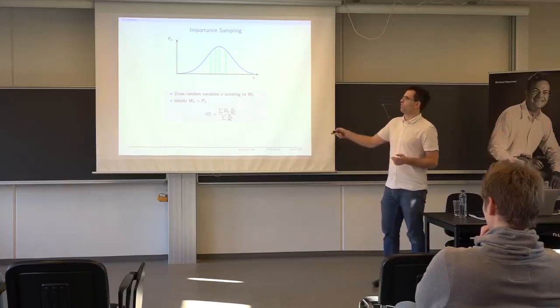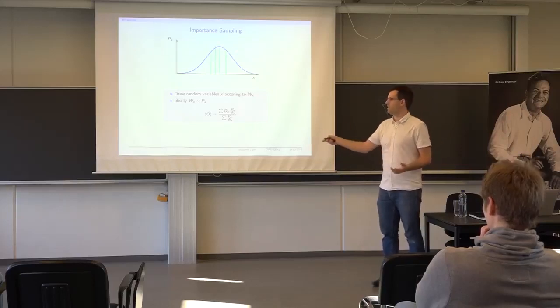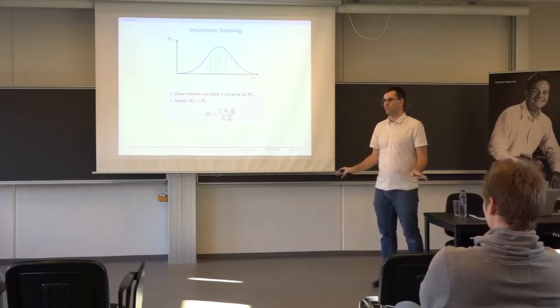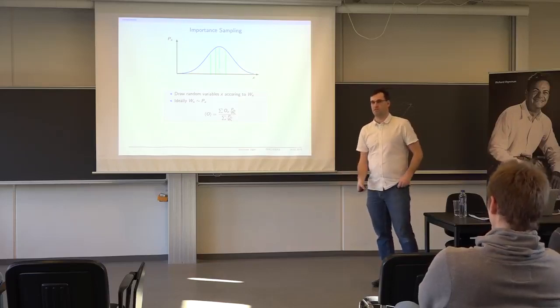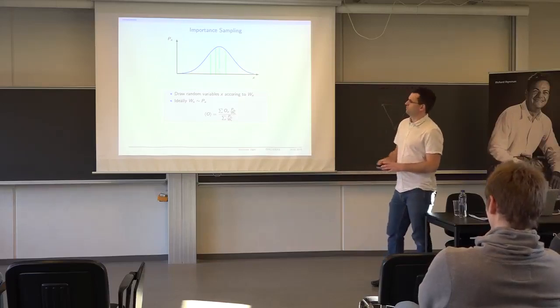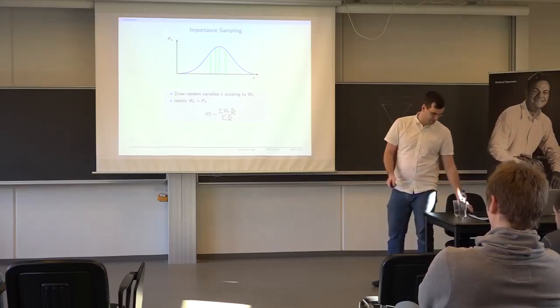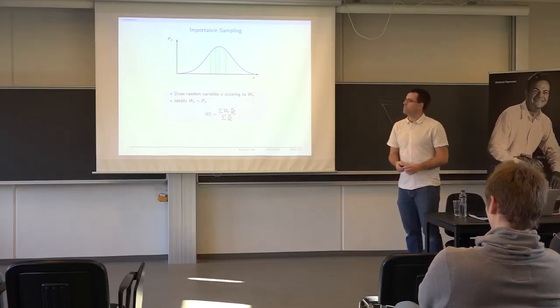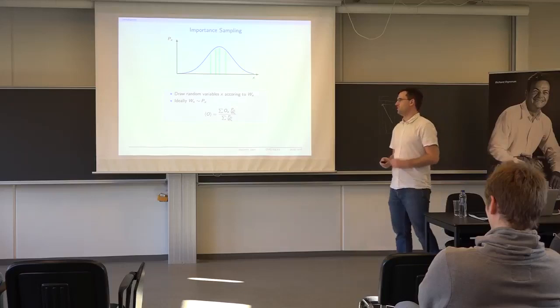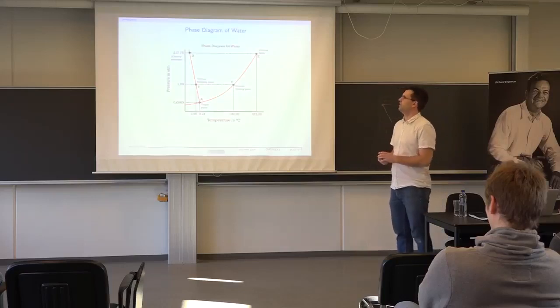Ideally, if you know the probability, you distribute them exactly, and then you just cancel out the probabilities altogether, and the thing becomes very efficient. This goes under the name of importance sampling, and this is a very important technique we'll use in our simulation.